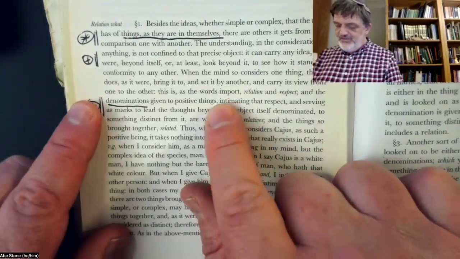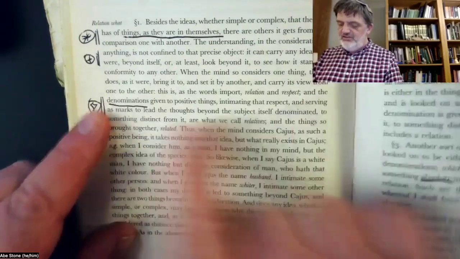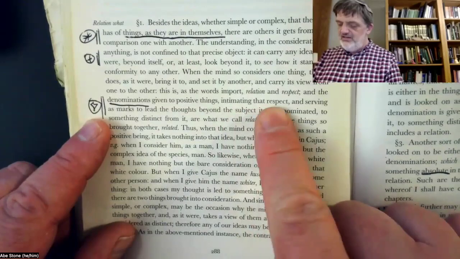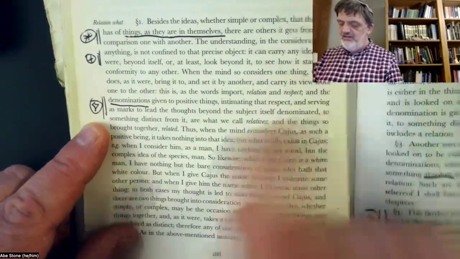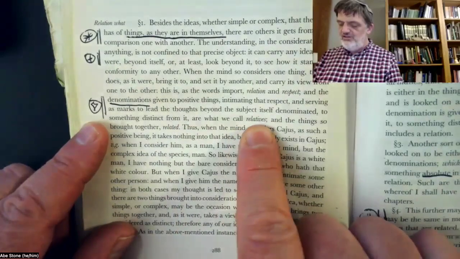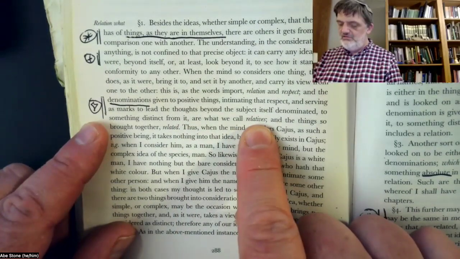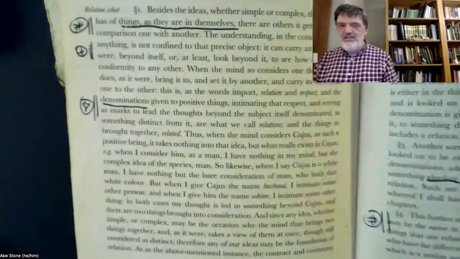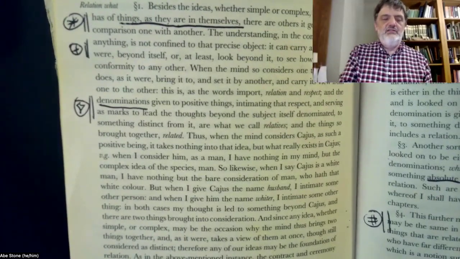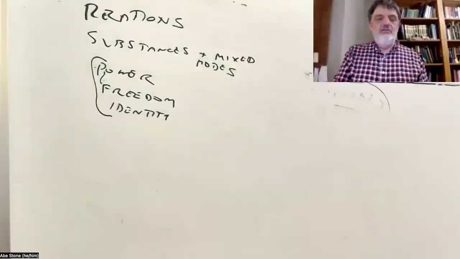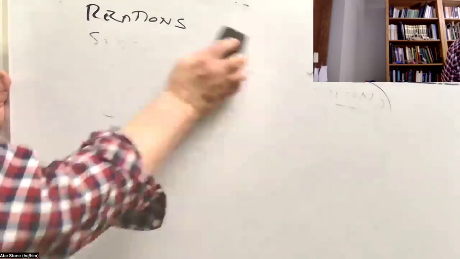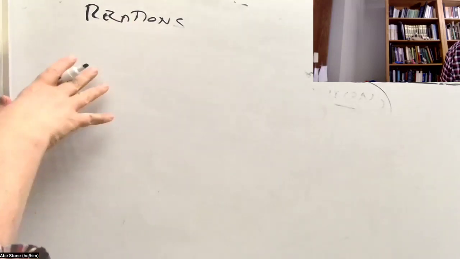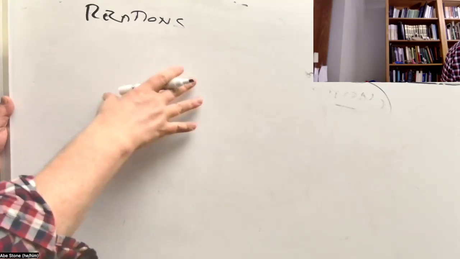All right. Okay. This is what relations are. The denominations given to positive things, intimating that respect and serving as marks to lead the thoughts beyond the subject itself denominated to something distinct from it, are what we call relatives. Right, so a relative denomination, denomination in general means that you call something by a name derived from the name of its property.